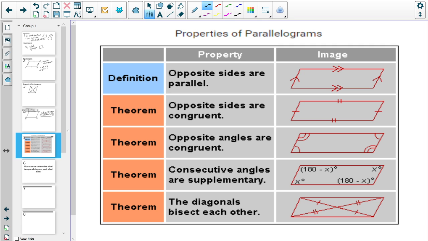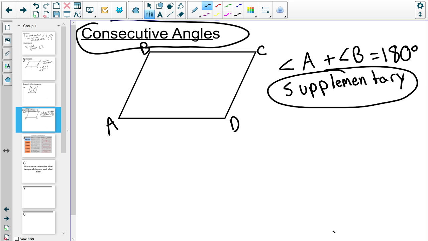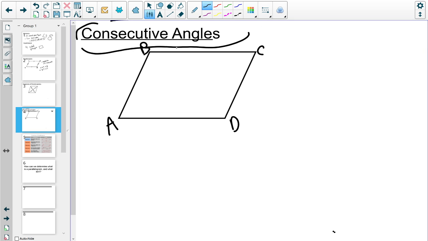So let's do some examples here. Let's go back to the consecutive angles piece and do a short example on what you can use these for.